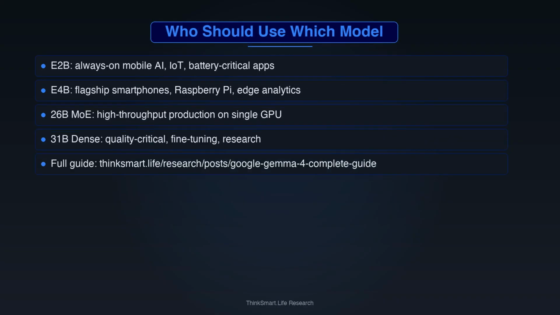Who should use which model? E2B, always-on mobile AI, IoT, and battery-critical apps. E4B, flagship smartphones, Raspberry Pi, and edge analytics. 26B MoE, high-throughput production workloads on a single GPU. 31B dense, quality-critical tasks, fine-tuning, and research.